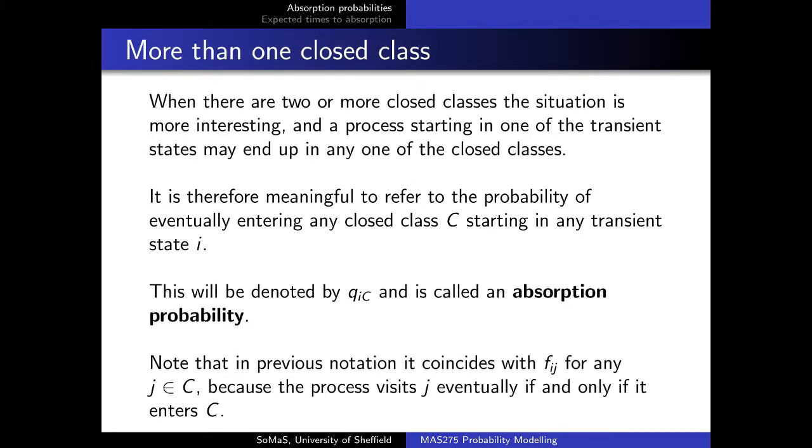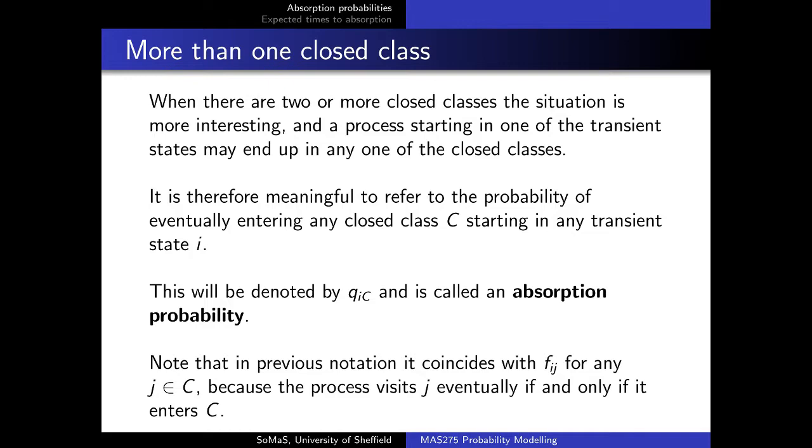What we're interested in is if there's more than one, if there's at least 2 closed classes, then something interesting happens. If we start at a transient state, then we may end up in one closed class or in another. And that's random. And so we're interested in the probability of one or the other happening. So if you take a closed class C, then we're going to call Q_iC the probability that we end up inside C if we start at state i.